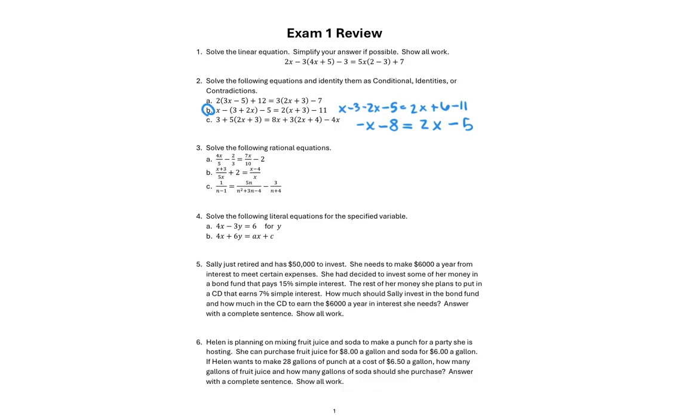All right, and then I just need to add my x over, so then I have minus 8 equals 3x minus 5. Okay, and then I can add 5 to both sides. Then I'll have that minus 3 equals 3x, and I conclude that x equals -1.